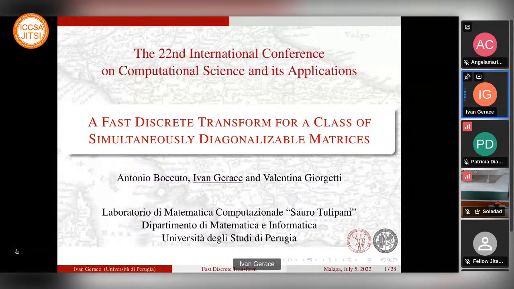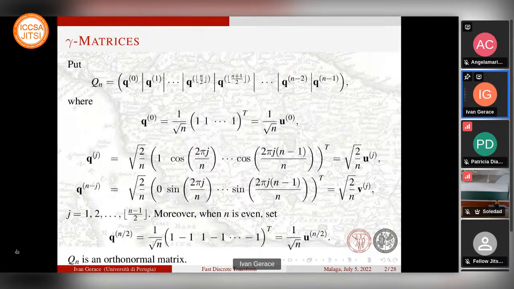Good morning. I am going to present you a paper about a fast discrete transform for a class of simultaneously diagonalizable matrices. First of all, let's present this class. To present this class, we have to present the matrix Qn that is composed of n columns, Q0 to Qn minus 1. The first half, the ones between 0 and n over 2, are composed of a cosine function, while the last ones are composed of the sine function. We call the first vectors, the ones with the cosine function, uj multiplied by a constant, and the ones with the sine function we call vj with a multiplier constant.